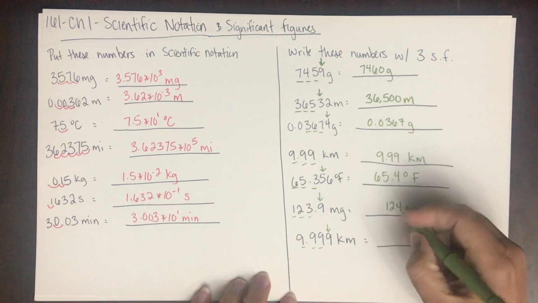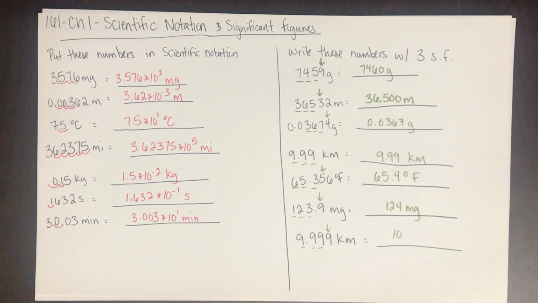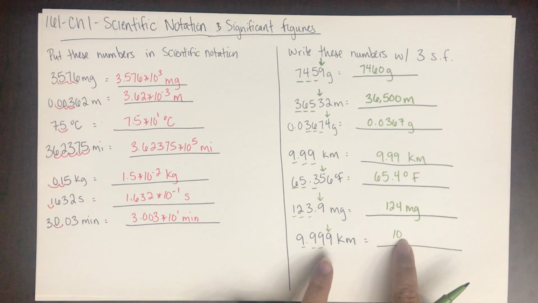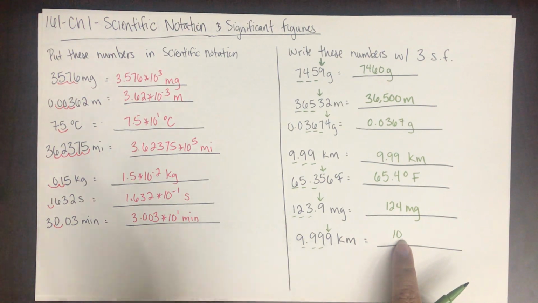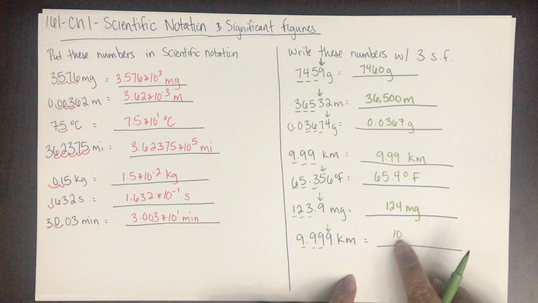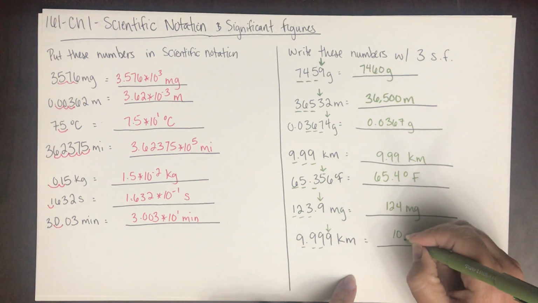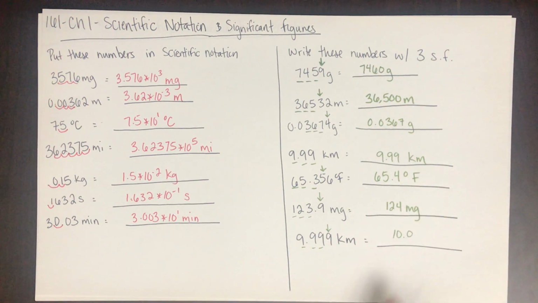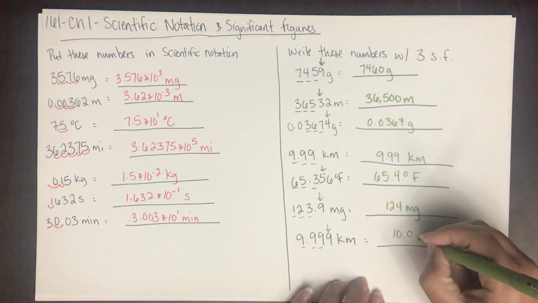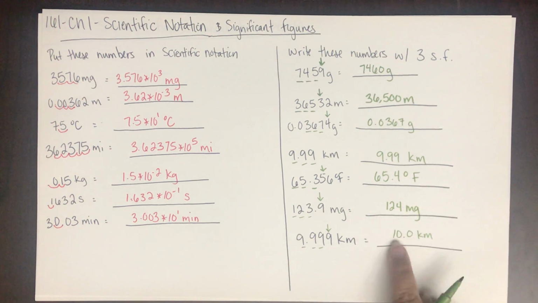But I can't just say 10 because 10 only has 1 significant figure, right? Because this 0 has no decimal place, and trailing zeros with no decimal place are not significant, and I need 3 significant figures. So the way to have 3 significant figures is to say 10.0. When I put this decimal place here, this 0 is now significant, and this 0 is now significant. Now I have a number with 3 significant figures.